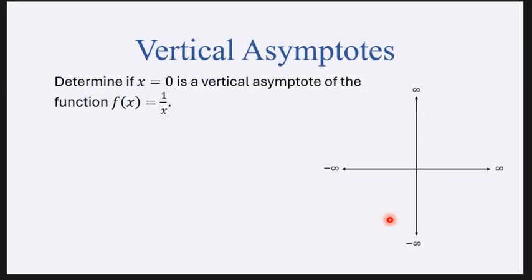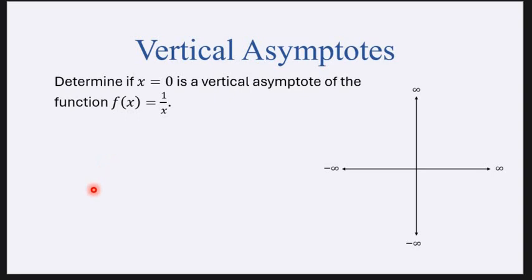Let's take a look at this example. This function is a special function called the reciprocal function. It just takes whatever x value you give it and flips it over. Makes the numerator the denominator and makes the denominator the numerator. So it says determine if x equals 0 is a vertical asymptote of the function f of x equals 1 over x. So to determine if it's a vertical asymptote, we need to see if as x approaches 0 from the left or as x approaches 0 from the right, f of x is approaching infinity or negative infinity.